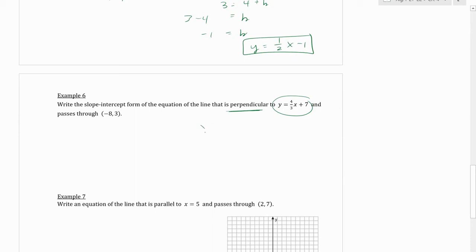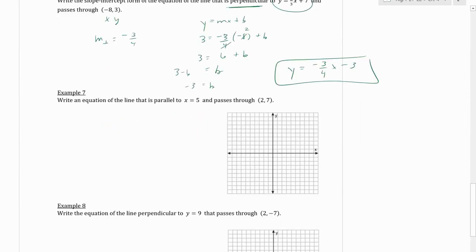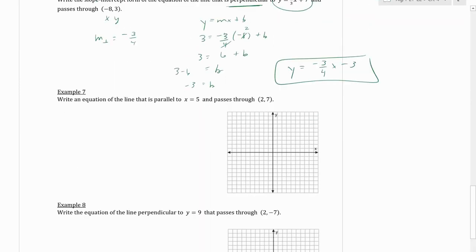Perpendicular. Slope-intercept form, that's what we're looking for. Here's my point. Perpendicular slopes, opposite reciprocals. Y equals slope times the x plus b. A negative times a negative is a positive. A fourth of 8 is 2. 3 times 2 is 6. Here's the equation of my line. Now the last two are the only two that are any different.